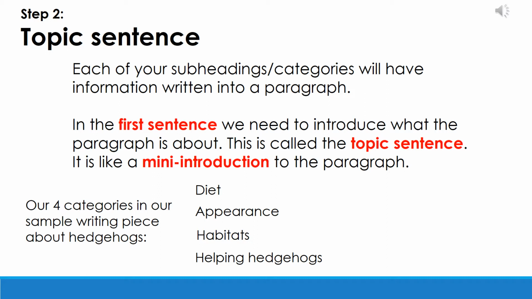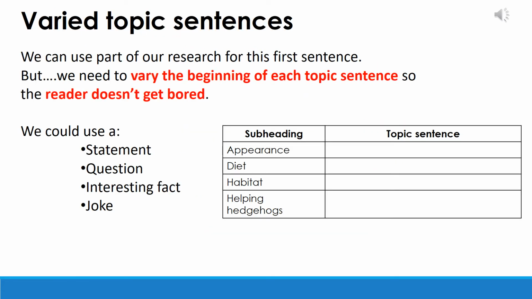For example, in our hedgehogs example, our 4 categories are diet, appearance, habitats, and helping hedgehogs. We have to make sure that we're using varied topic sentences. We can use part of our research for the sentence, but we have to change and vary the beginning of each one so the reader doesn't get bored. We could use a statement, we could use a question, we could use an interesting fact, or we could even use a joke as our topic sentence, as our first sentence. Let's have a look at some examples.